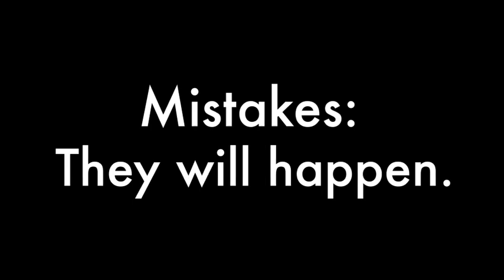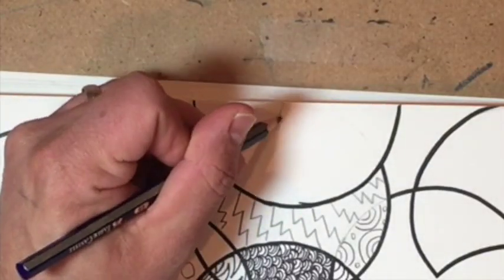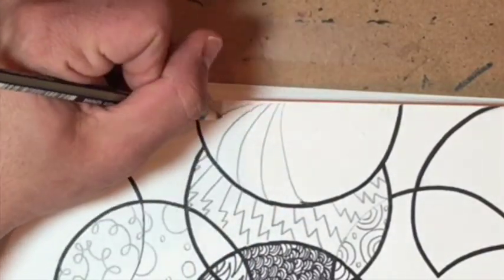Speaking of mistakes, I made a mistake right there when I was outlining. So I'm going to run with it. I'm going to create a design that hides the mistake. So if that happens to you, do it.